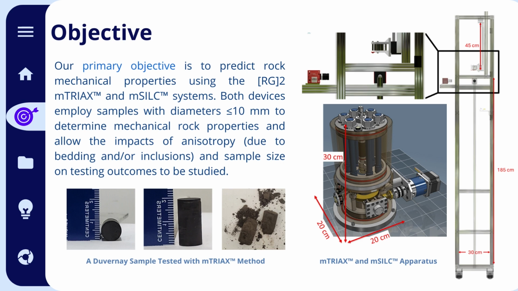On the right side of the screen, we have CAD designs of both systems. What's unique about these systems, aside from their small sample sizes, is that they are equipped with high-speed cameras. This addition allows us to employ digital image correlation methods, which can be used as an additional tool for a deeper understanding of the mechanical behavior of rocks.